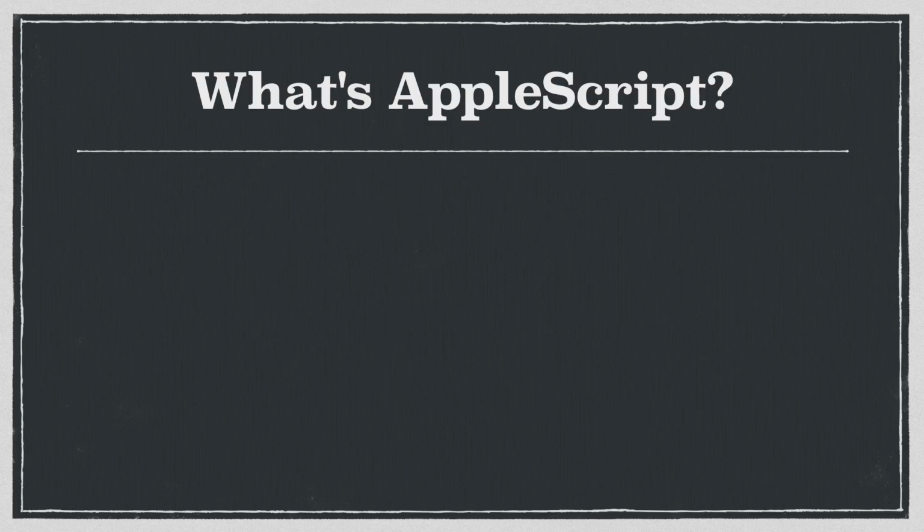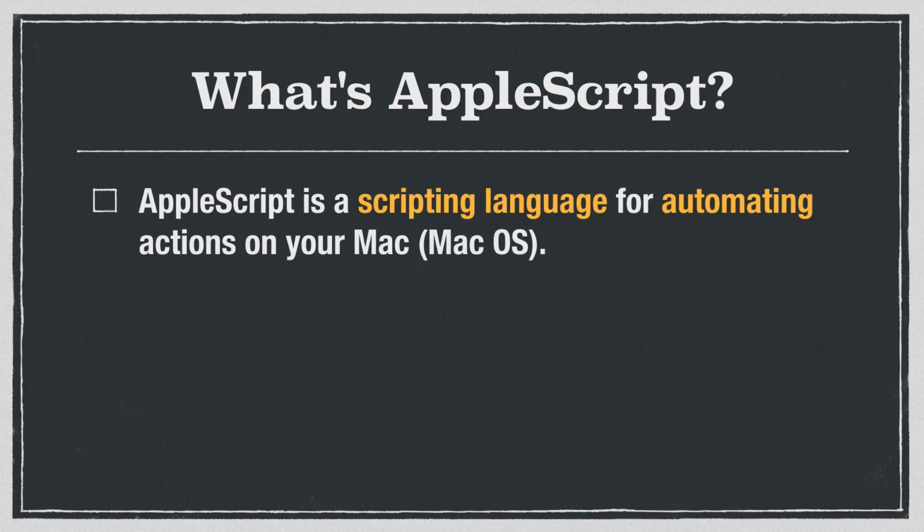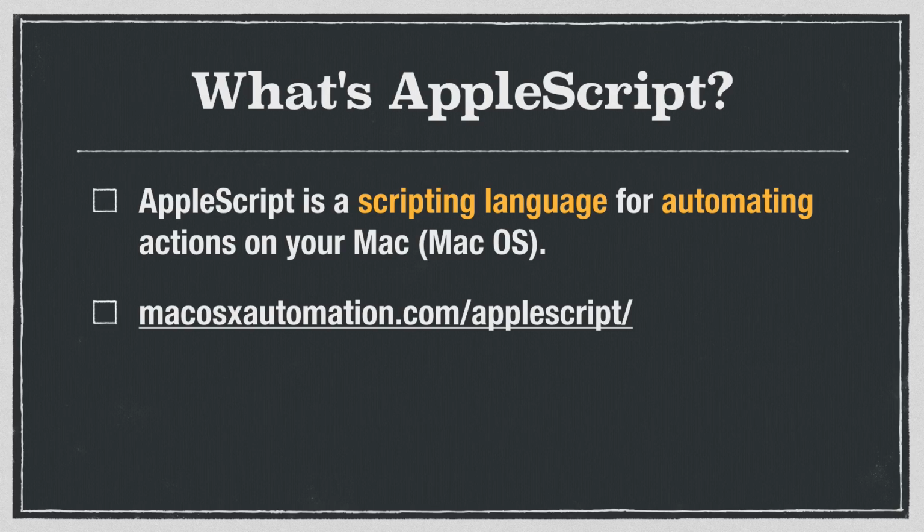Before we get to the how-to portion of this video, I just want to give you a brief definition of what AppleScript is. So AppleScript is a scripting language which helps you automate actions on your Mac. Or in other words, it's a way to program your Mac desktop to do things automatically for you. Now, in comparison to other scripting languages, AppleScript is supposed to be relatively straightforward and simple. And if you want to read more about it or learn more about it, there are a lot of great tutorials on this website, macosxautomation.com.